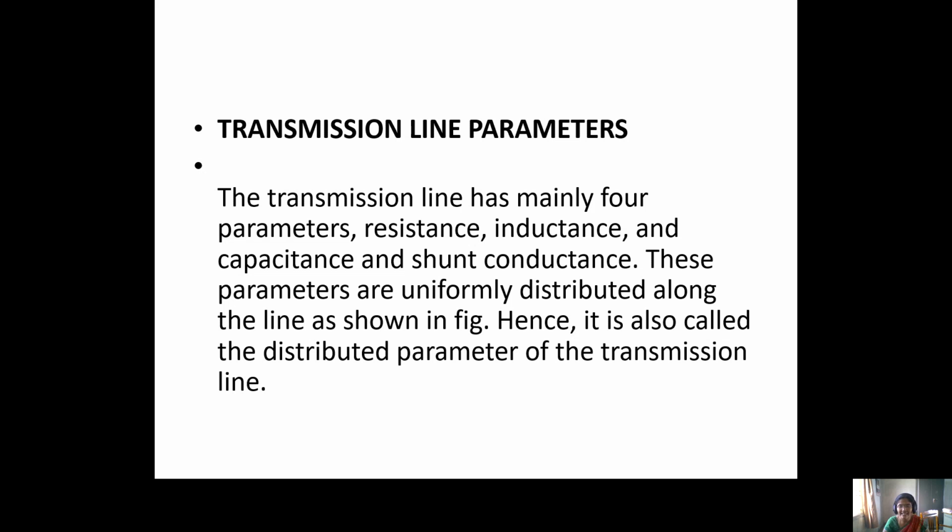Okay, see transmission line parameters. The transmission line has mainly 4 parameters. What are those? Nothing but resistance, inductance, capacitance and shunt conductance. Any transmission line has mainly these 4 parameters. These parameters are uniformly distributed along the line, hence it is called the distributed parameter of the transmission line.